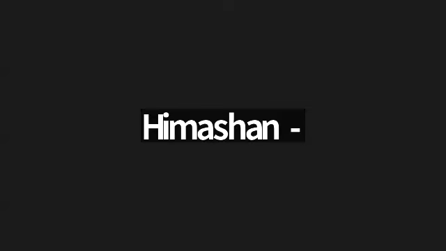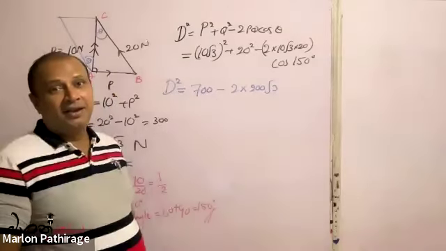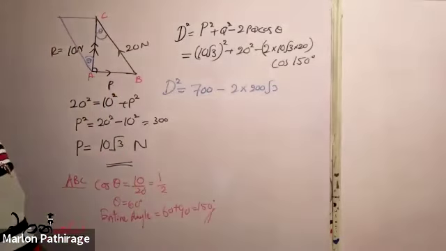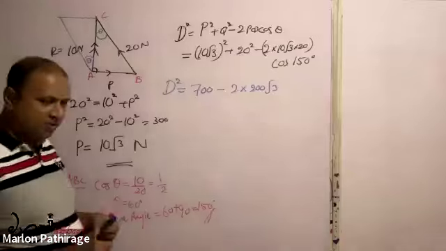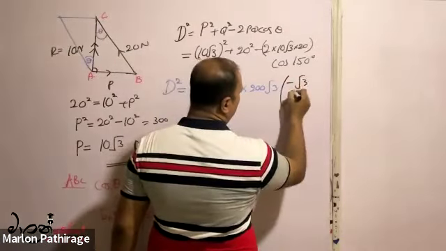Minus sin 60. Yes, minus sin 60, which is minus root 3 over 2. The value is minus root 3 over 2.